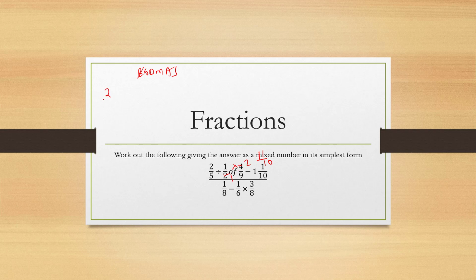Therefore we have 2/5 divided by 2/9 minus 11/10. Then from of we have division. This is the same as 2/5. Division we change to multiplication, but find the reciprocal of 2/9, which is 9/2, and therefore this is the same as 9/5. From this 9/5 we subtract 11/10. The LCM here is 10.